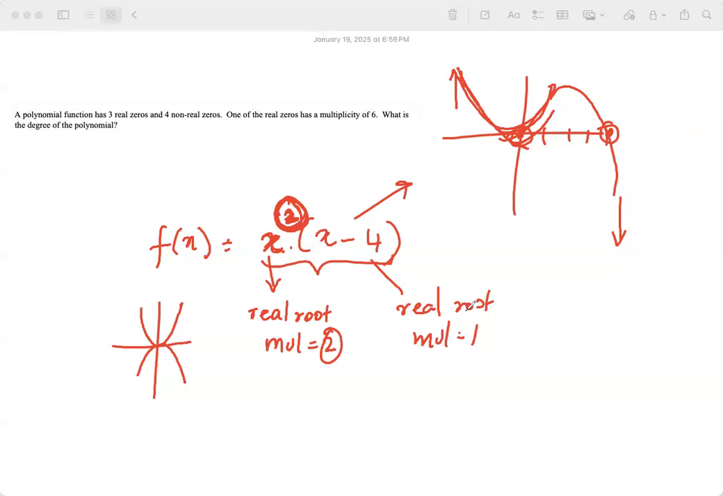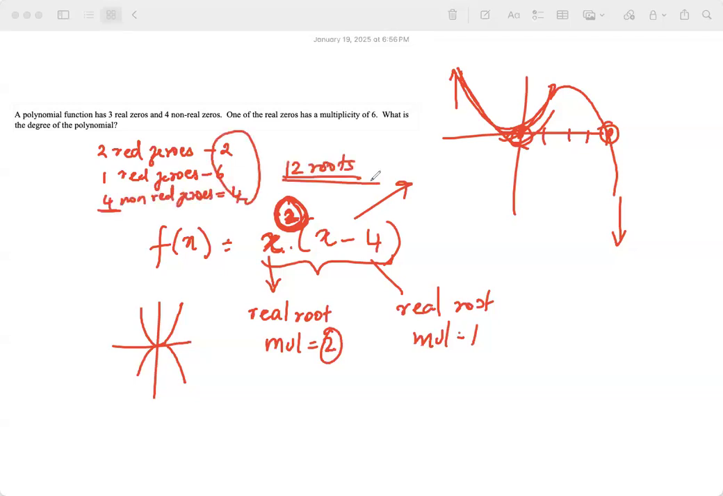You got it? So here it has 3 real zeros, meaning 2 real zeros each with multiplicity 1, and 1 real zero with a multiplicity of 6. So there are 6 roots here and 2 roots there. 4 non-real zeros means they might be in conjugate pairs. We don't know, but non-real zeros will always be even. So there are 4. How many roots in total? 12 roots. It's a polynomial of degree 12. Am I making sense?